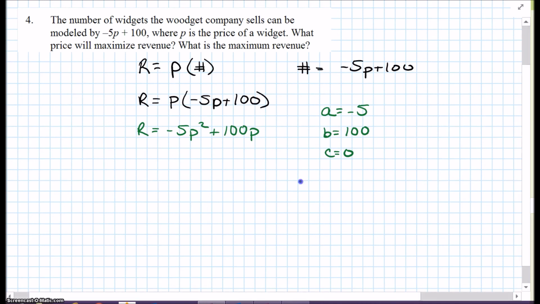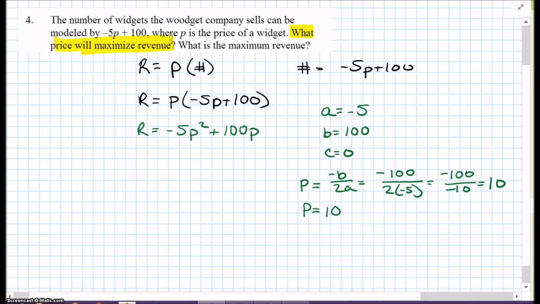So we can say the maximum price is p equals negative b over 2a. So that would be negative, our b value is 100, over 2 times negative 5. So that's going to be negative 100 over negative 10, which would be 10. So what price, the first question asks, will maximize the revenue? Well, a price of $10 will maximize revenue.